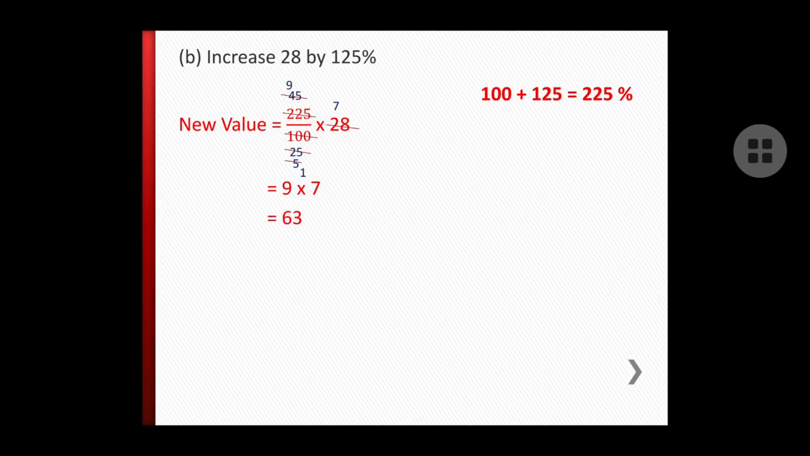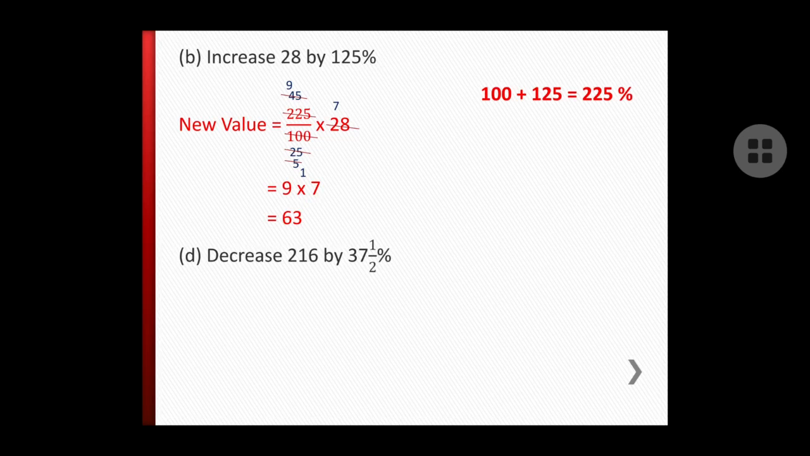You directly got the value. You are not finding what is that increase and you are not adding to it. You are directly finding the value. Actually this method is easy. But anyway it's up to you. If you understand the concept you can use any of the methods. So here I will show the first method. I hope you will be able to follow it properly.